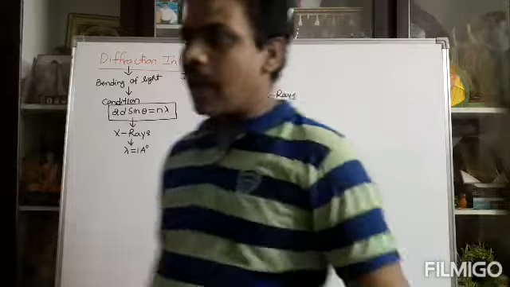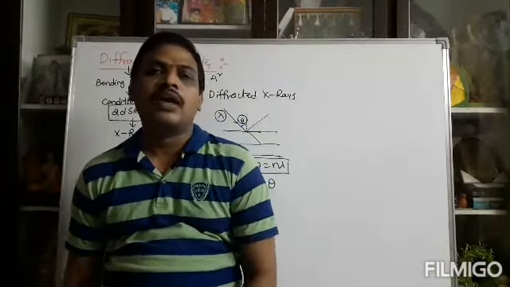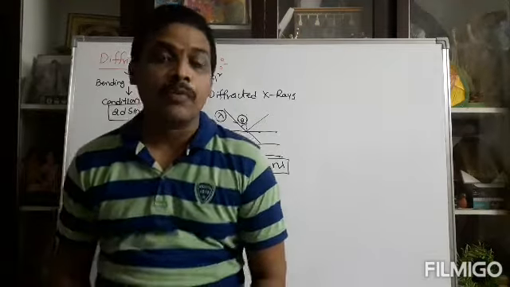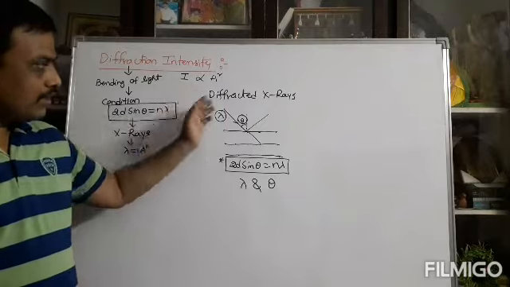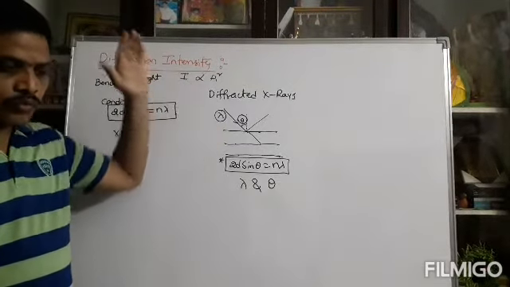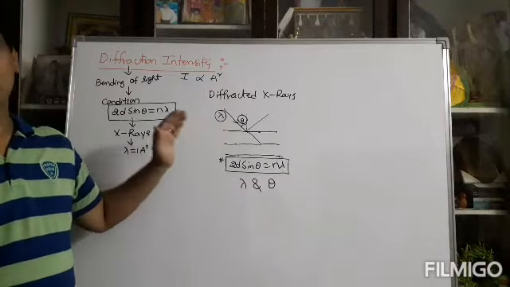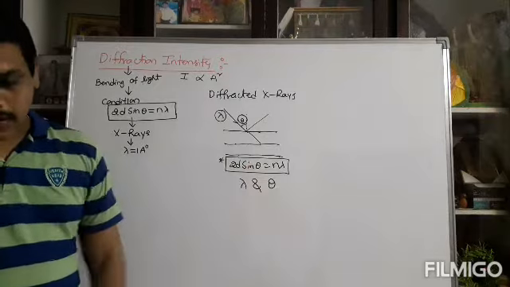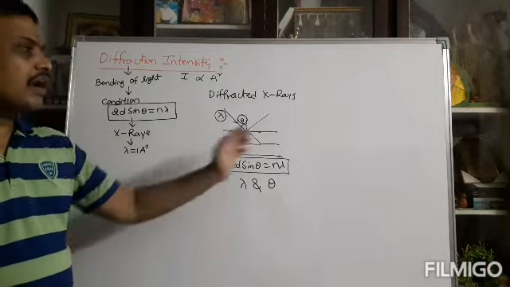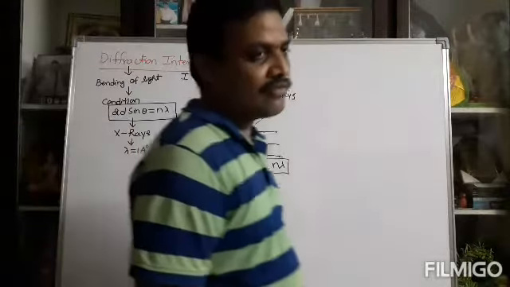So not every angle obeys the diffraction condition. Why? Diffraction does occur, but it is necessary to follow the diffraction condition, that is 2d sin theta equals n lambda. Why is the diffraction condition not obeyed?